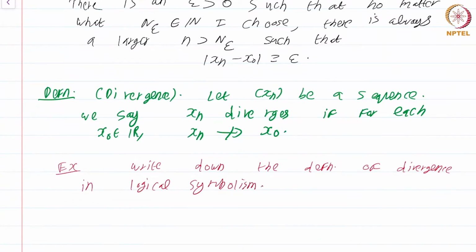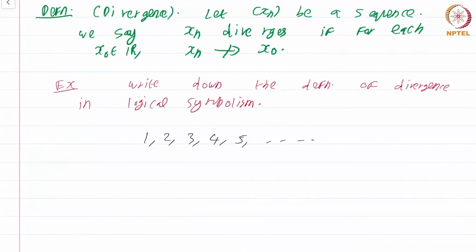Now there are many ways by which a sequence could be divergent. One interesting way is how the sequence 1, 2, 3, 4, 5 and so on, which is clearly a divergent sequence, seems to have a special property that the elements of the sequence get larger and larger. In some sense, this converges to plus infinity. Okay, so it's convenient to have a special terminology for such sequences. So I will introduce another definition.